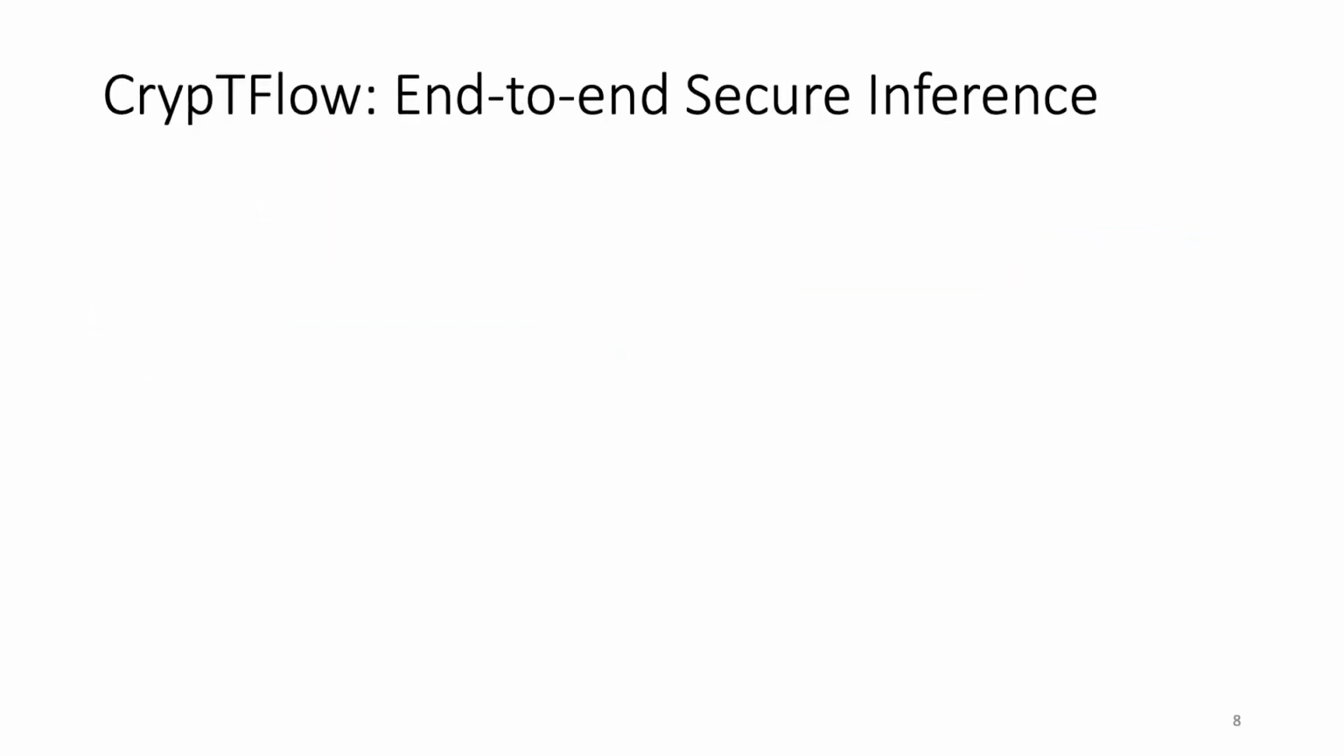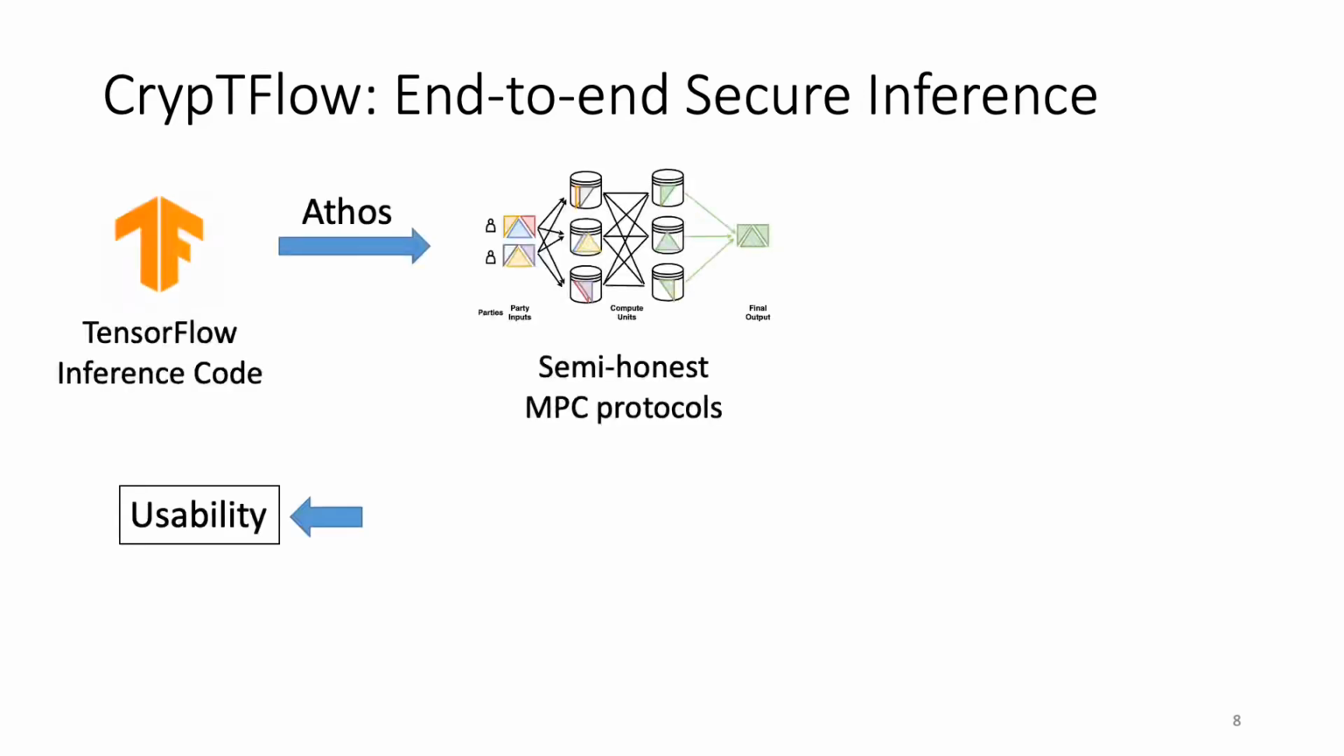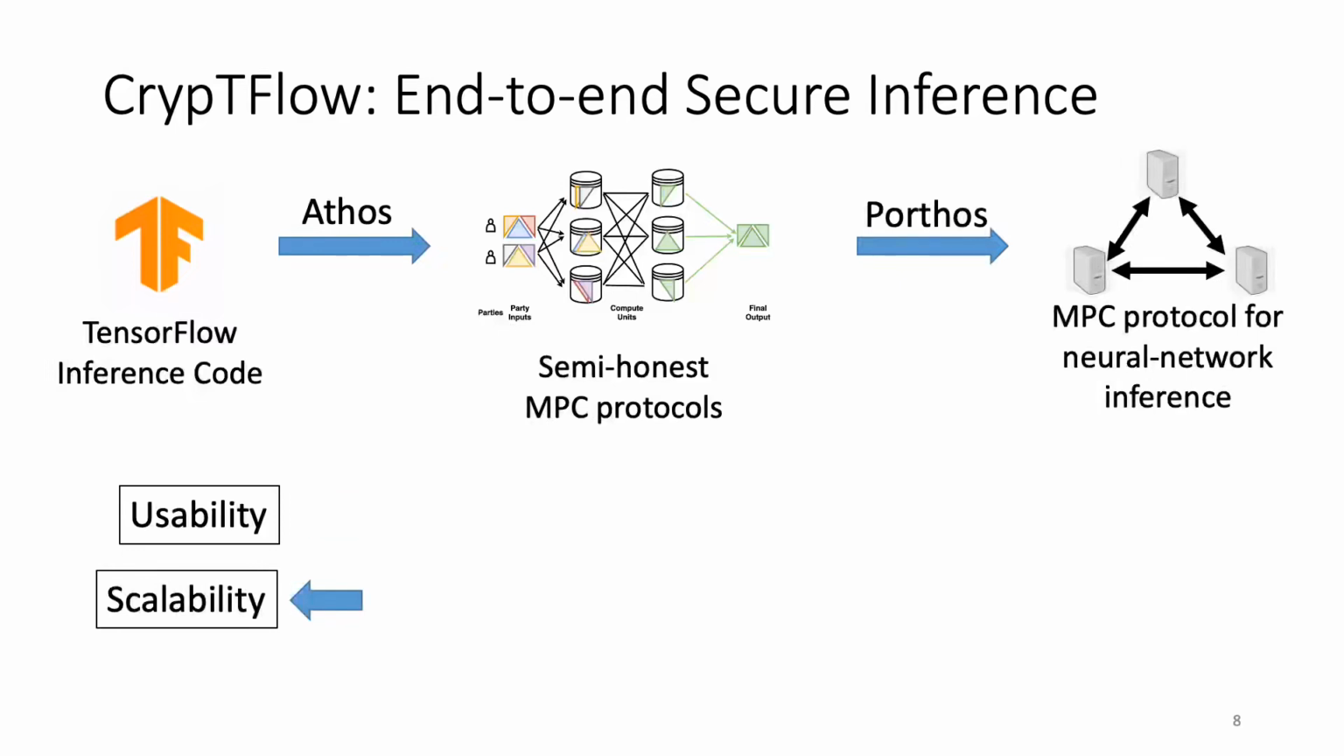And this is exactly what we get in this work with CrypTFlow, an end-to-end system for secure machine learning inference. To tackle problems along the three dimensions that I had talked about earlier, CrypTFlow provides three components. For usability, CrypTFlow provides Ethos, which is a compiler from TensorFlow inference code to semi-honest MPC protocols. For scalability, CrypTFlow provides Porthos, which is an MPC protocol geared towards neural network inference applications.